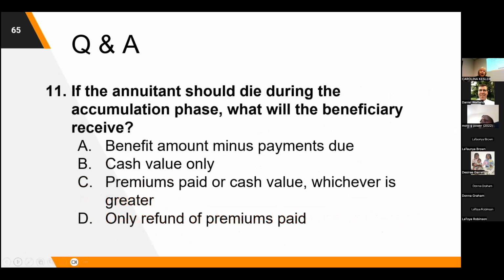And if the annuitant should die during the accumulation phase, what will the beneficiary receive? See if anybody remembers. Yes, whichever is greater. When you see that, it's your answer. You don't even have to read the question, right? Whichever is greater is the answer.